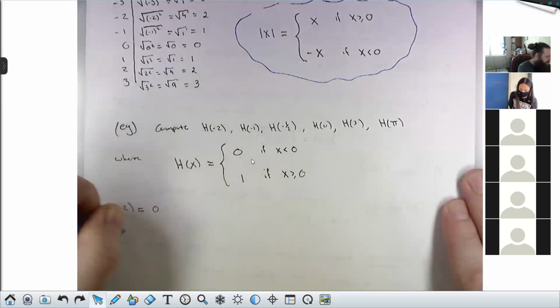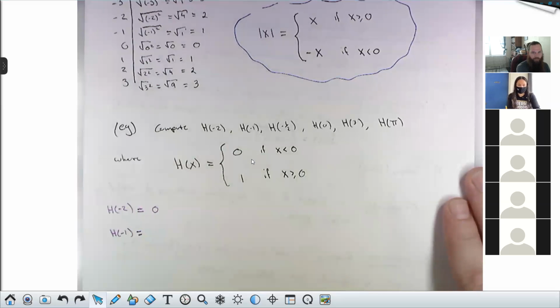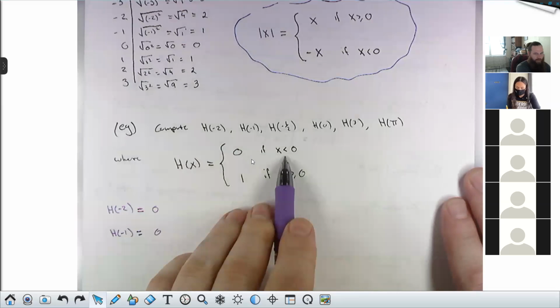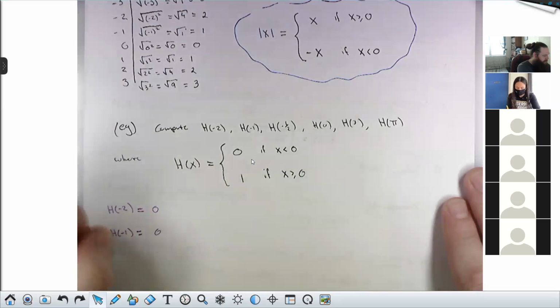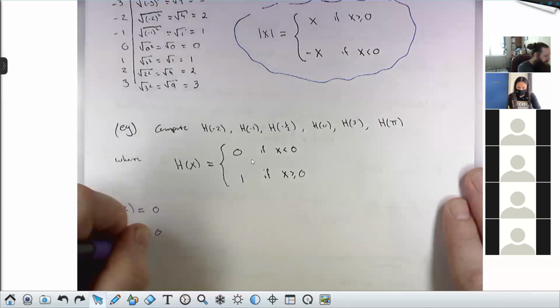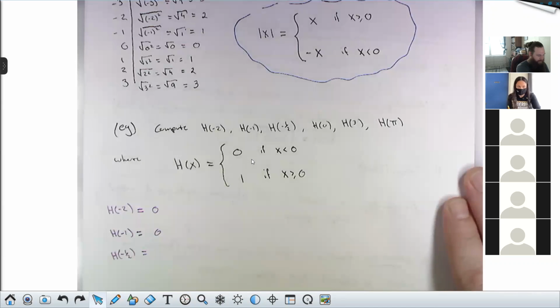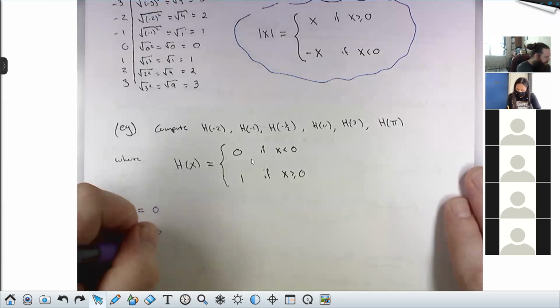All right, h of -1. Also 0, right? Because -1 lives in this collection of x values. h of -1/2 would be 0, also 0. Very good. What about h of 0?